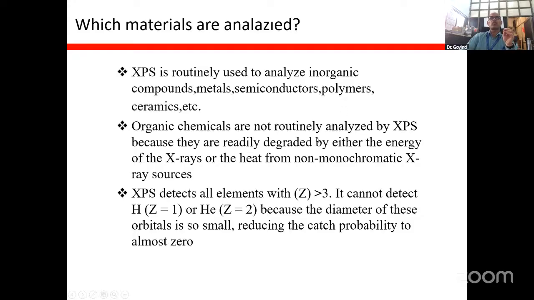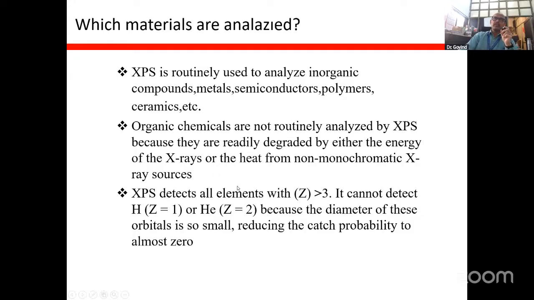However, sometimes polymers or organic materials are not readily used because they can degrade with the X-ray energy source because there is heat generation. So they start to degrade. So organic compounds or organic materials are not routinely used.